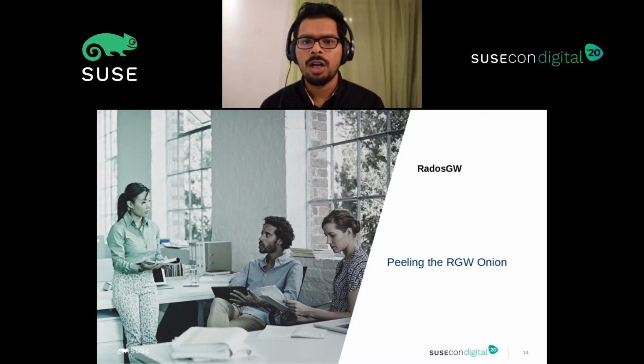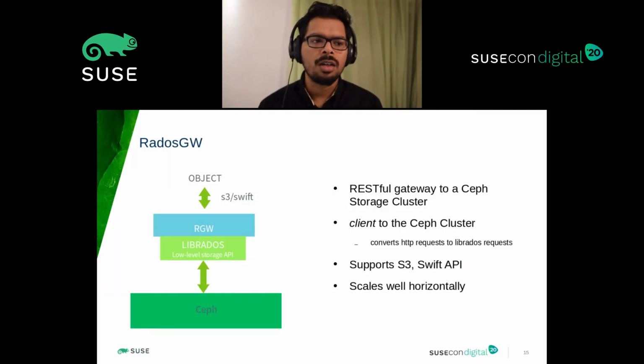So when we talk about RADOS gateway, it's a RESTful client to the Ceph cluster. It's basically a client that converts HTTP requests into librados requests, and it supports the popular S3 and Swift OpenStack APIs. It scales very well horizontally because it is stateless, so you can put multiple RADOS gateways behind a load balancer, and that way you can scale according to the requirements of the site, putting multiple RGWs behind and not becoming a single point of failure. And you can also host them on very thin nodes that only host RADOS gateways.